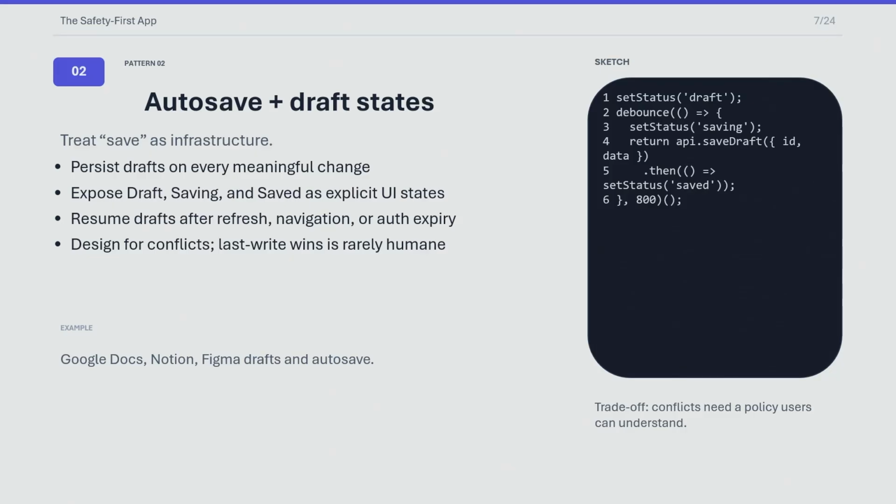And you need to expose statuses like draft, saving, saved as explicit UI states, because that gives users reassurance that you are putting through the right things and successfully saving it. And you need to be able to resume the drafts after refresh, navigation, or auth expiry. So these strategies need to be thought out in advance too.